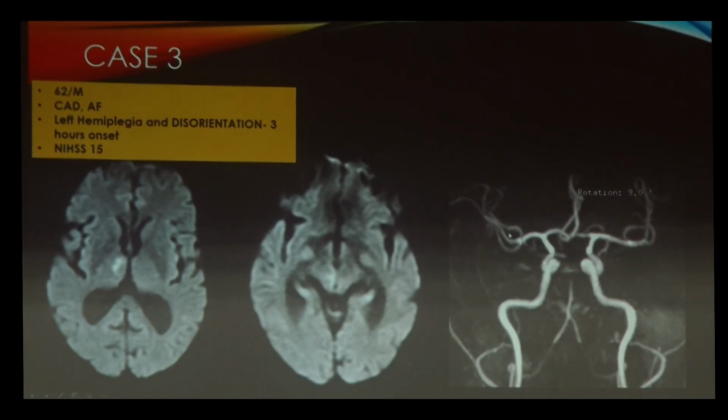So this is another 62-year-old male, a known case of CAD and AF, with left hemiplegia and disorientation. He presented to the emergency within 3 hours of onset. He was already on acitrom, and we reviewed his INR. Sorry, the INR was actually high, so we took him to thrombectomy without thrombolysis. Here we can see a very early stroke in the right medial thalamus and the right upper, medial midbrain. So there is an occlusion in the basilar.